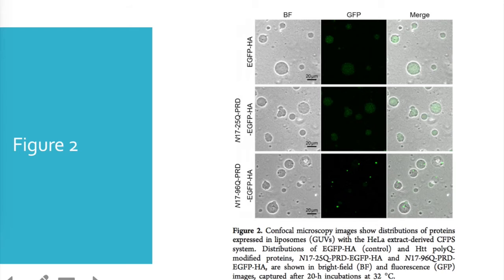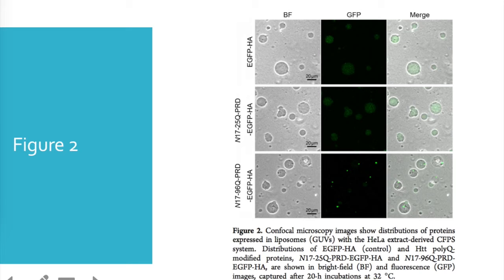Now in figure 2, in the top corner, we have the EGFP-HA sequence, and that has no polyQ repeats, so it is the control group. In the middle, we have an N-terminus of 17 and then 25 Q repeats. And then at the bottom, we have another N-terminus with 96 Q repeats.